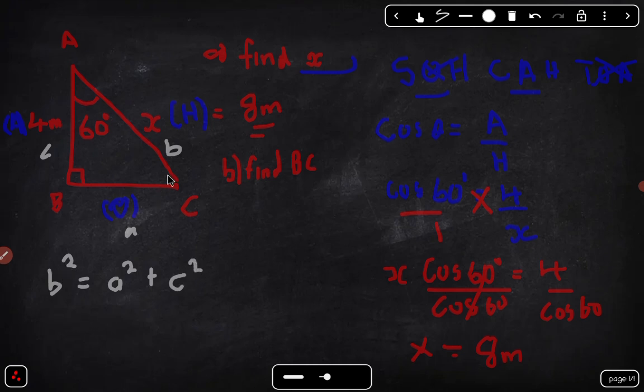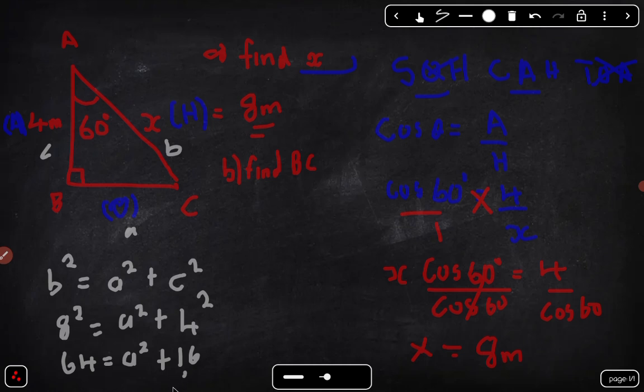So B, we've already calculated, it is 8. So it's going to be 8 squared is equal to A squared. This is what you are finding, BC. So you're going to write A squared plus, what is C? C is 4. So that will be 4 squared. 8 squared is what? 64 is equal to A squared plus 4 squared is 16.